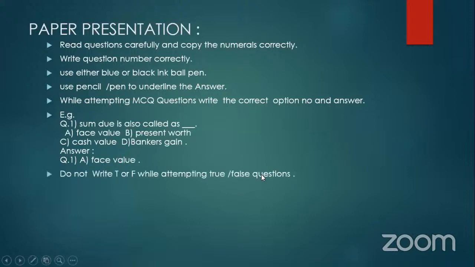Okay. And this point also I have discussed. Do not write T or F. It will be confusing if you are writing in a hurry. Or else you have to write true or false according to the statement. No need to write the statement and no need to correct the statement. Only write the question number 1. If it is true, write true. If it is false, write false. Okay. Next.